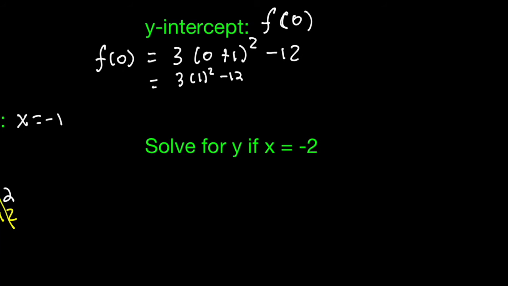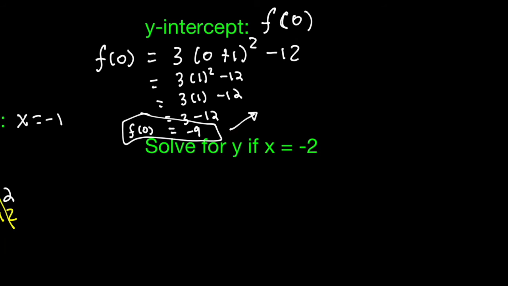Next, we're going to evaluate the exponent. 1 raised to the second power is just 1 times 1. So we get 3 times 1 minus 12. And now we're going to do the multiplication. 3 times 1 is 3. And then we subtract 12. 3 minus 12 is going to be negative 9. So f of 0 is equal to negative 9. And if we write this in coordinate form, the y-intercept is 0, negative 9.